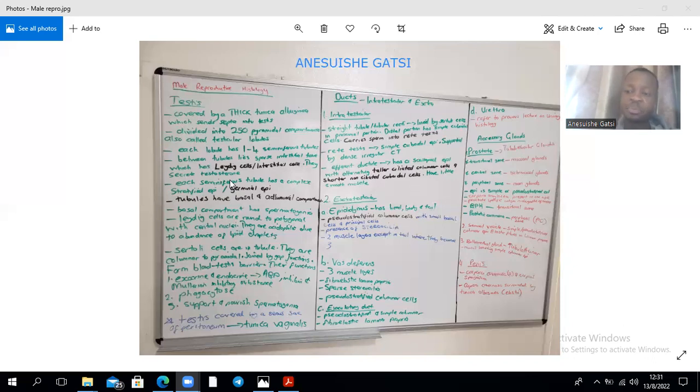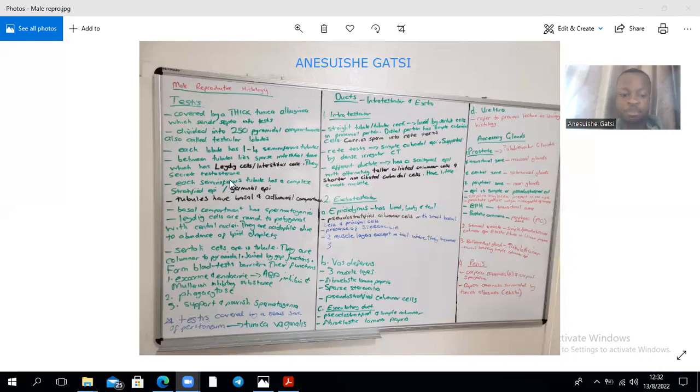Then, from a bit of a pathological point of view, you may have what are known as Reinke crystals, right? Those are rod-shaped crystals that may actually be seen in your Leydig cells, right?